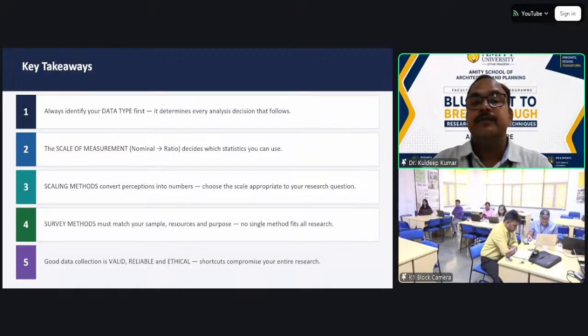Takeaway 5, this is the last one. Good data collection is valid, reliable, adequate, timely, and ethical. Right. Last but not the least, there are no shortcuts in research. Trust me, a shortcut here will compromise the entire essence of your research.